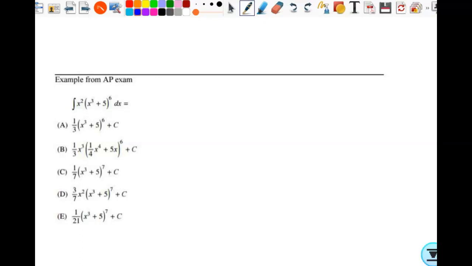Wait, yeah. So then replace the 3x squared dx, which becomes the du, right? So you end up with 1/3 u to the 6th power with respect to u. Then you can integrate.